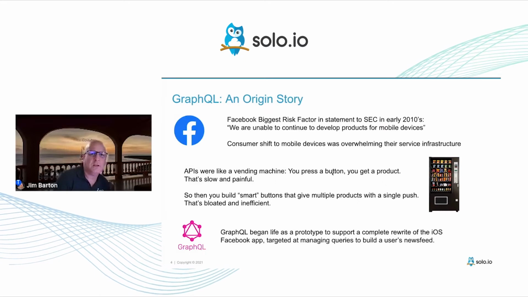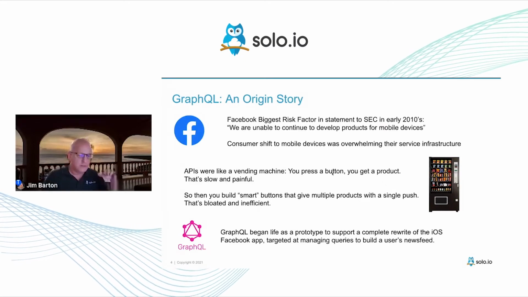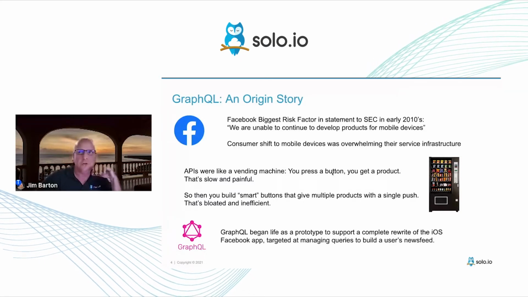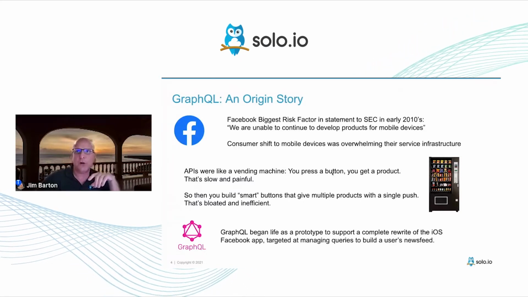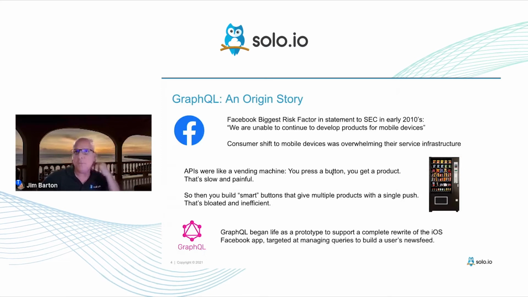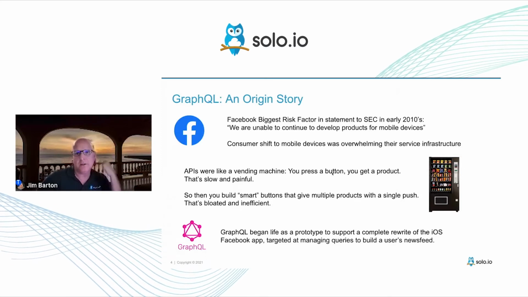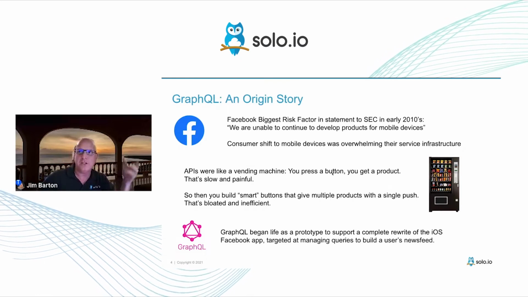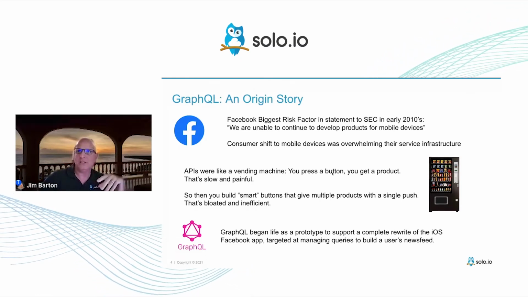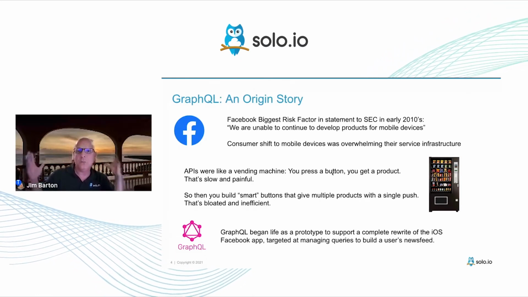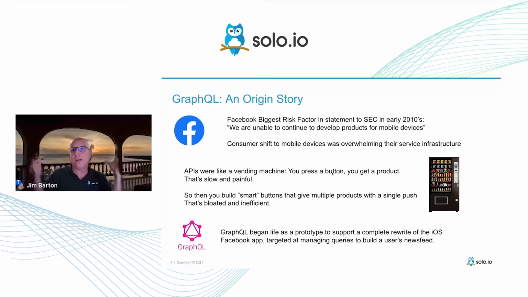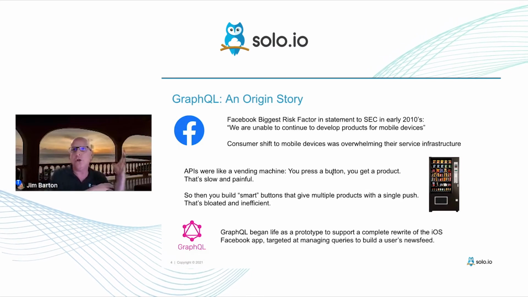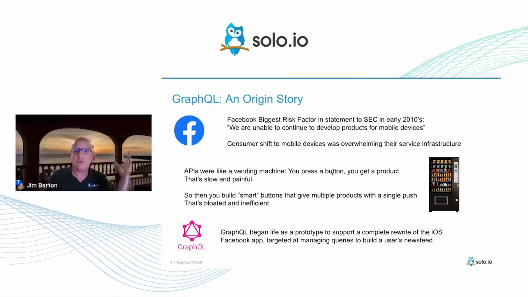I was watching a documentary on GraphQL recently that featured a number of the original Facebook engineers who built it back in the 2012 timeframe. And in this documentary, they highlighted a statement that came out in a regulatory filing that Facebook made in the early 2010s that listed as one of their biggest risk factors that we are unable to continue to develop products for mobile devices, because there was this huge consumer shift going on, right?